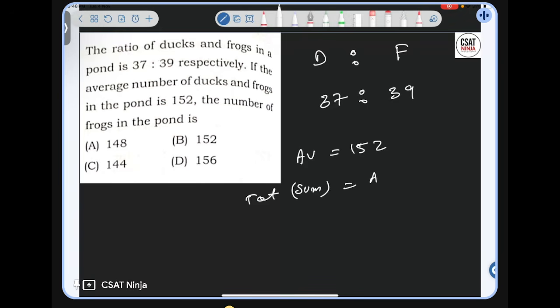Total will be nothing but average into number. So average is how much? 152, and the number of groups here is two, which is duck and frog. So if you multiply this, 2 2s are 4, 5 2s are 10, 1 and 10, 2 1 2, 3, 304. There is a total of 304 ducks and frogs together.